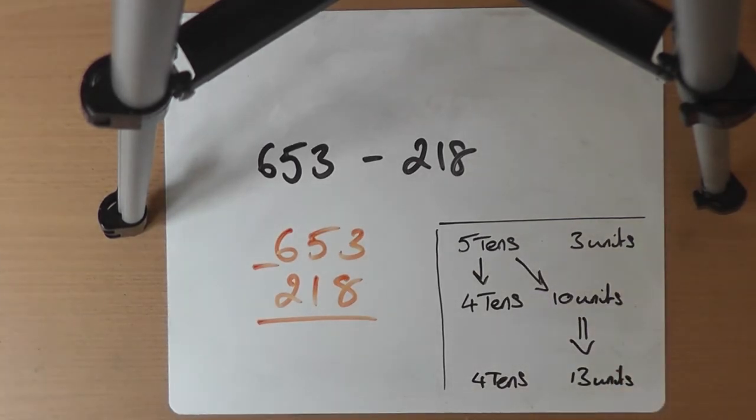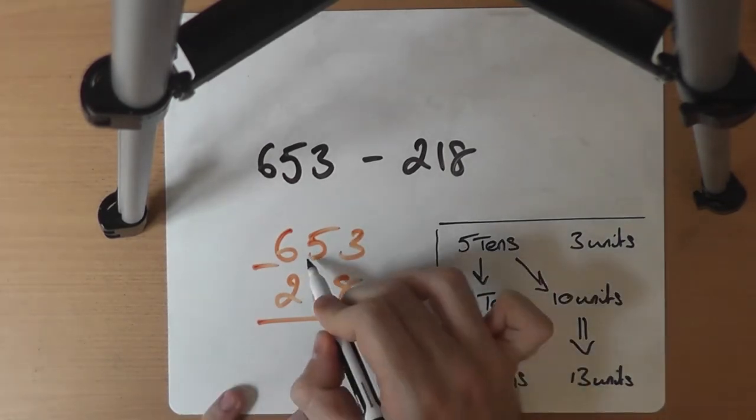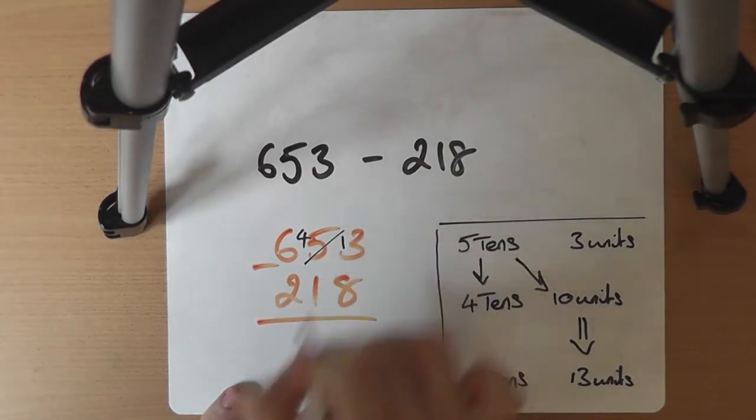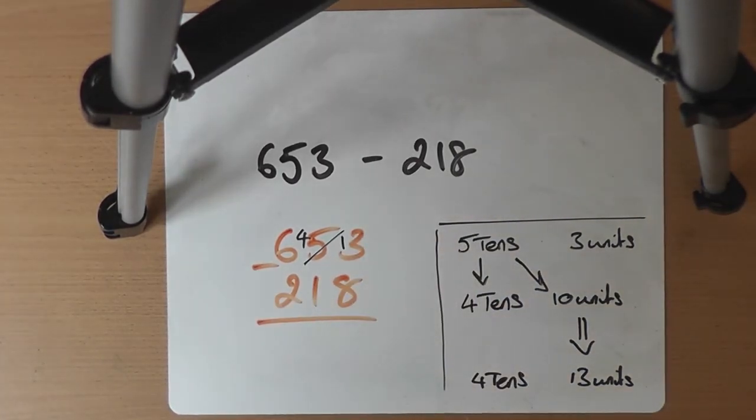The problem was that we didn't have enough units. The solution was to get some more. We've just got some more. Now what we have to do is transfer this information back into the diagram. We used to have 5 tens. We don't anymore. We only have 4 £10 notes left. I'm going to cross the 5 out and write 4 instead. We used to just have 3 units, but then we gained 10 more from doing that swap, from swapping that extra 10. We swapped it for 10 units, and we gained 13 units.